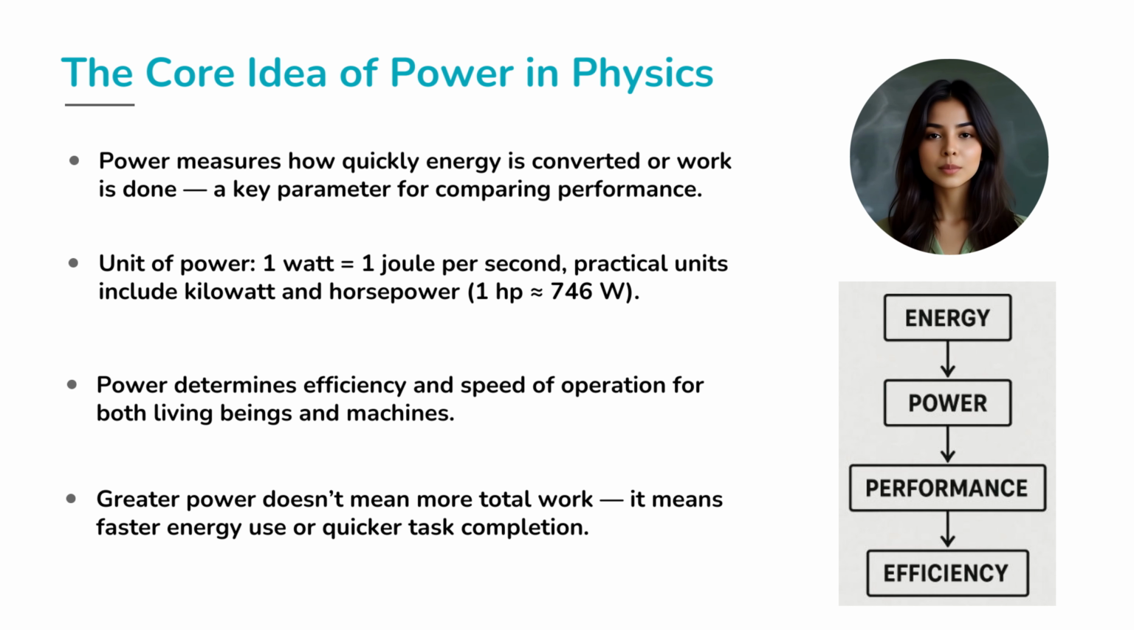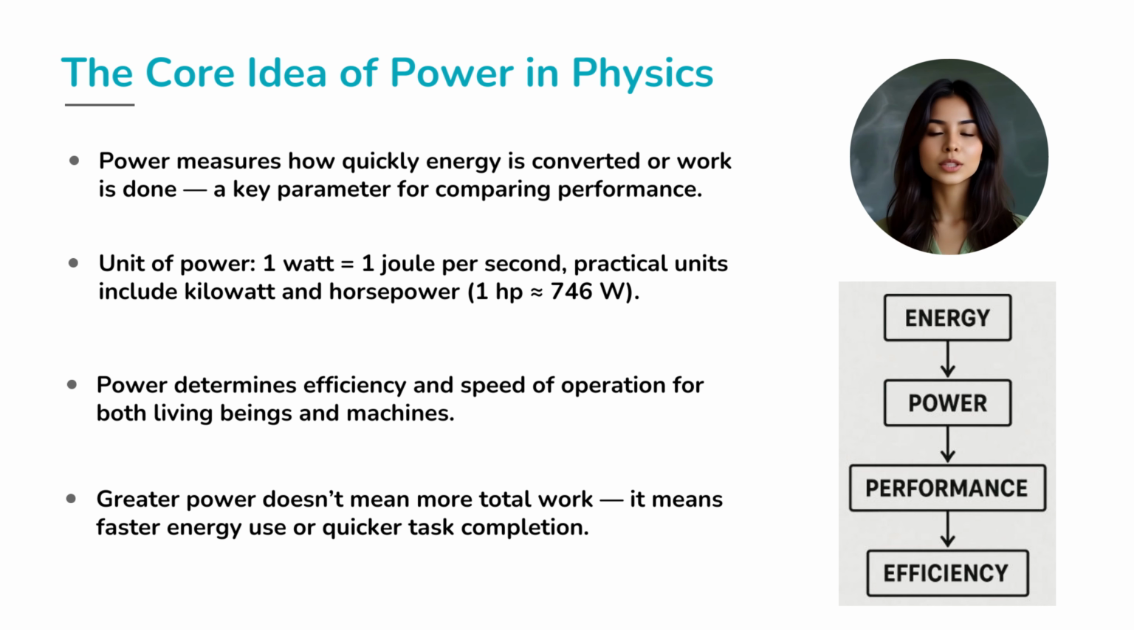Let's wrap this up with a powerful thought, literally. Power is all about how fast energy moves or changes form. It tells us how quickly a machine or person can do work. Remember the key equation, P equals W divided by T, or power equals work done divided by time. Its unit is watt, symbol W, and 1 watt equals 1 joule per second. Bigger machines use kilowatts, and car engines are often rated in horsepower, where 1 horsepower equals 746 watts.